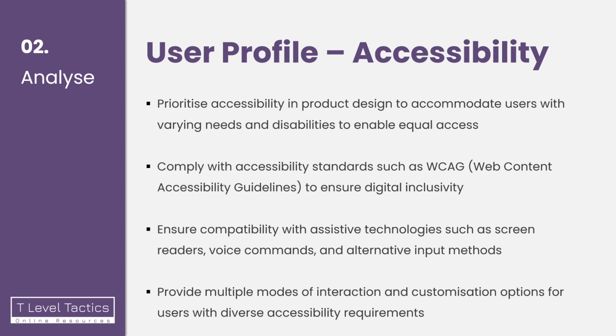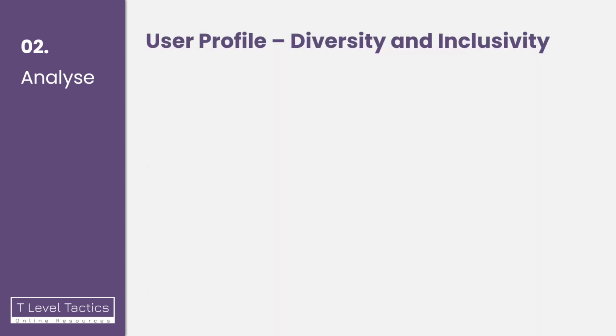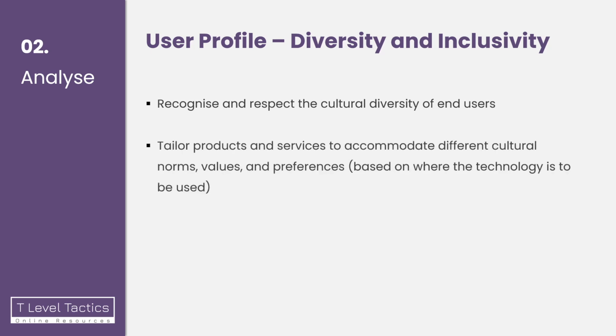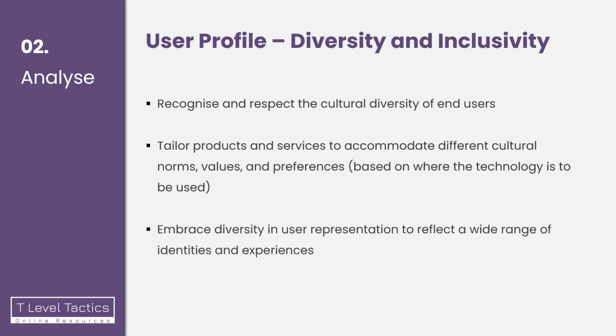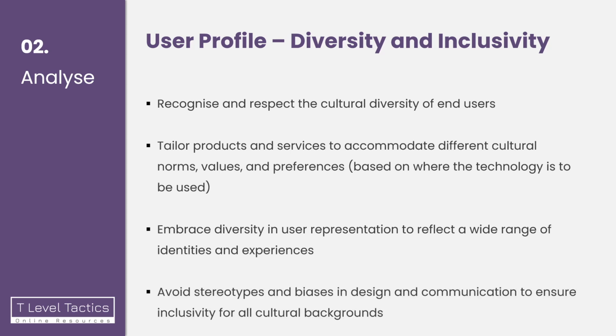Now, this kind of links in with our next topic of diversity and inclusivity. It's about recognizing and respecting the cultural diversity of our end users. And we can tailor products and services to accommodate different cultural norms, values, and preferences based upon where our product or service is going to be used. And we can embrace diversity in our user representation to reflect a wide range of identities and experiences. We should be trying to avoid stereotypes and any biases in design and communication to ensure inclusivity for all cultural backgrounds.